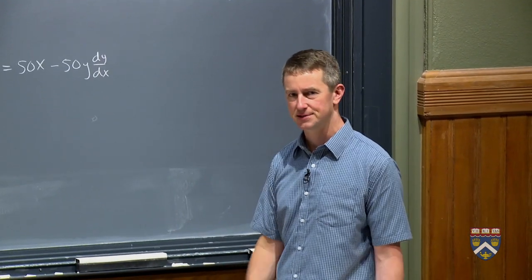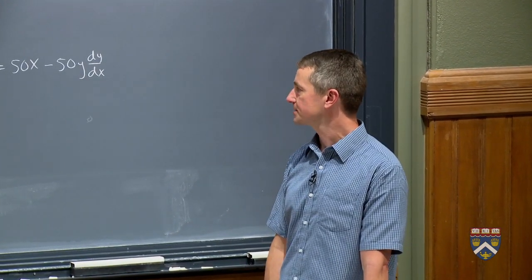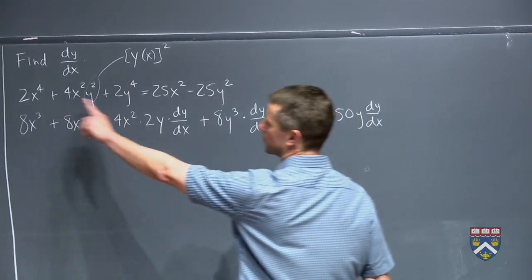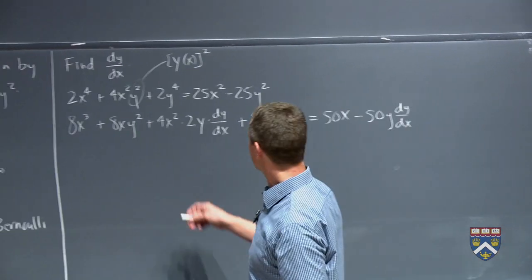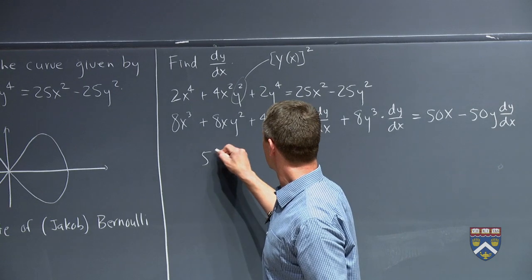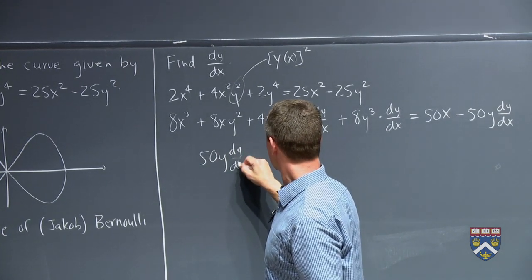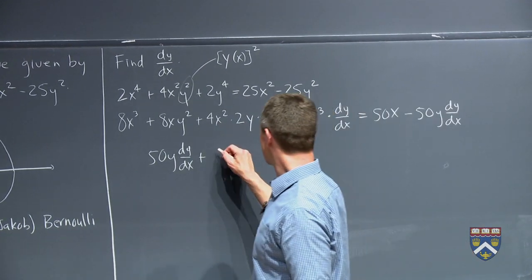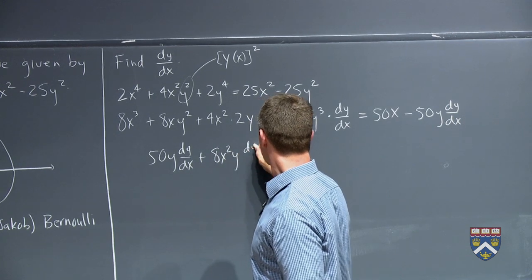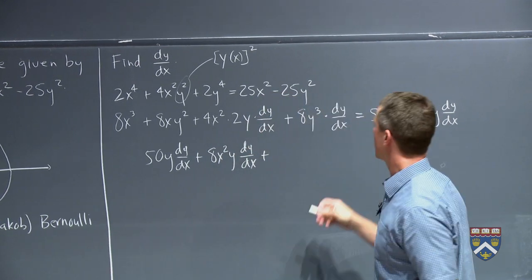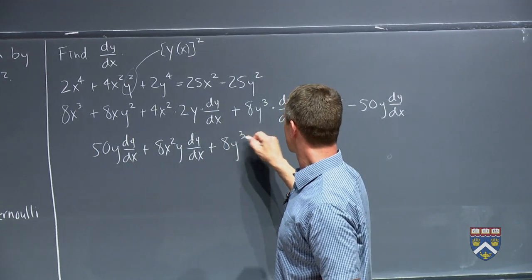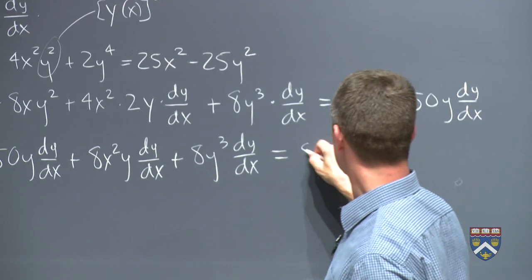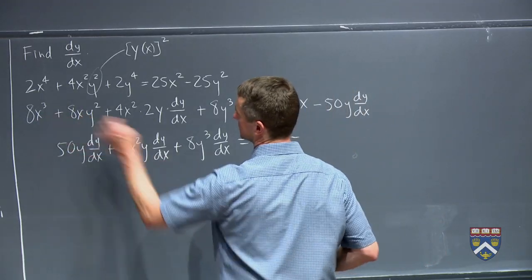So now, just as in our first example, this has turned into an algebra problem. We're trying to solve for dy dx. We want to get them all on one side. We've already got 2 of them on this side, so I'm going to move the 50y over to that side and move these 2 terms over to the right side. So the 50y dy dx will come over here. I'm going to combine this all into one term. I'm going to call it 8x squared y dy dx plus the 8y cubed dy dx that we already had. I already had a 50x on this side. And then I'm going to subtract these 2 terms to the right side.